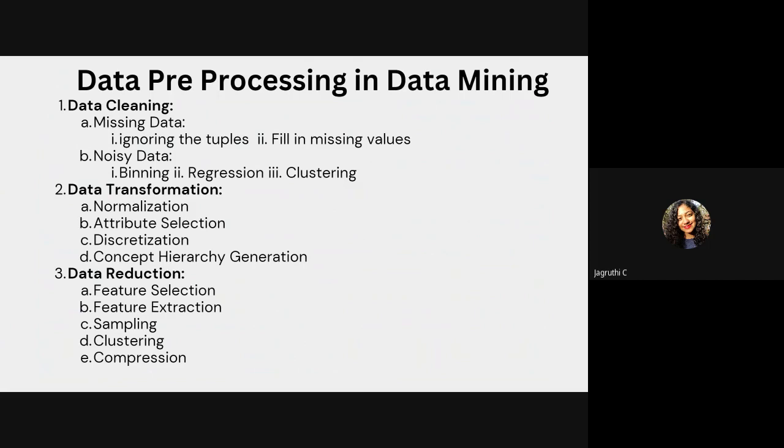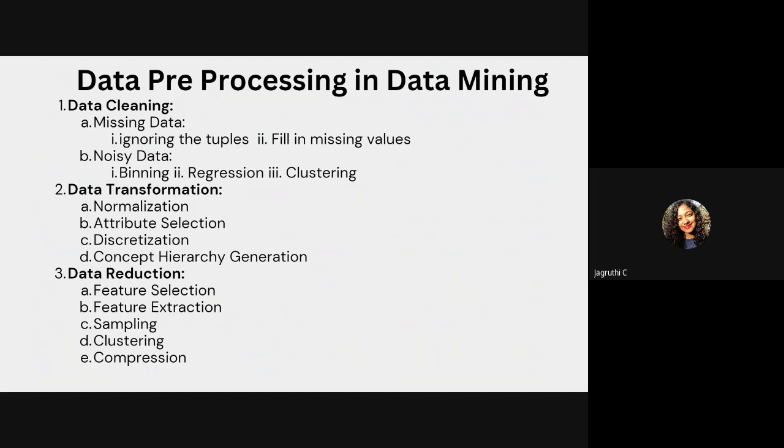Coming to regression, data can be made smooth by fitting it into a regression function. This can either be linear or multiple. This I will get into detail pretty later on. Clustering again is what I said. Dividing your entire data into multiple groups is called clustering, for easy access.